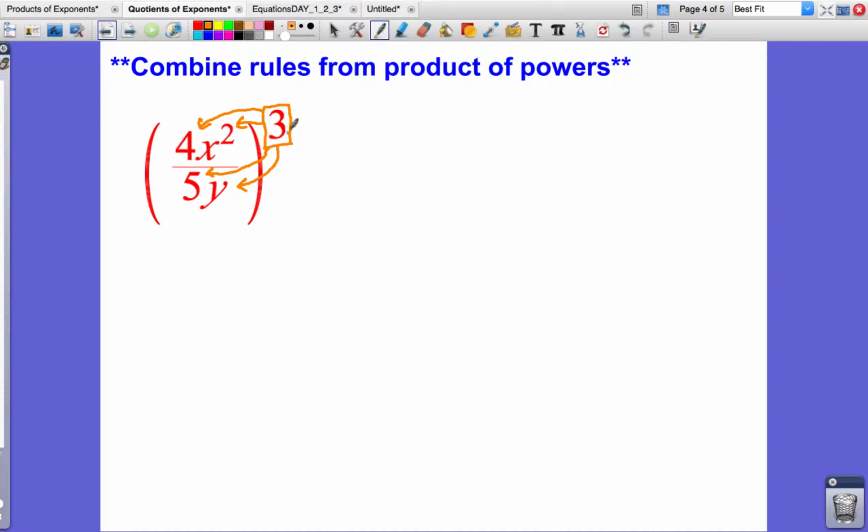All of these pieces are being raised to the power of 3. So what I have on the top is I still have 4 to the third power. X squared raised to the power of 3. If you remember from our products, from multiplying exponents, from raising a power to a power, I actually have to multiply these. So that becomes x to the 6th power. And then in my denominator, I have 5 raised to the power of 3. And then I have y raised to the power of 3.